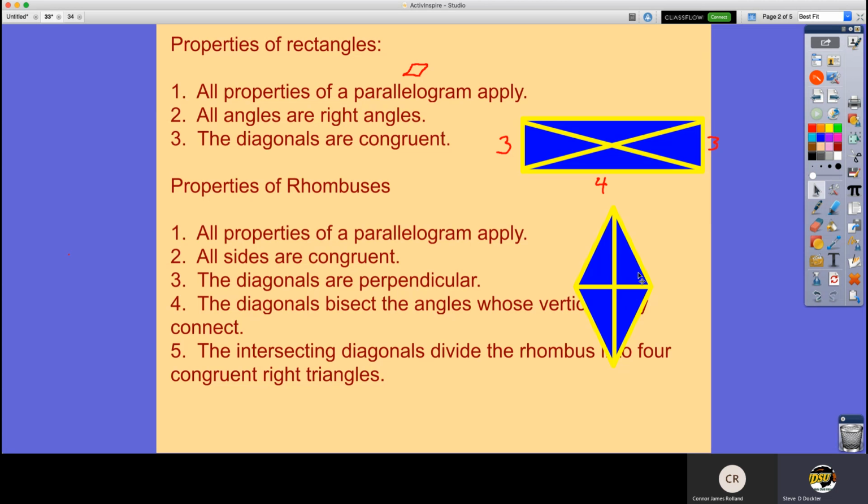So then because of that, these 4 triangles are all going to be the same. And we can prove that by SAS. We could even do a proof to prove that these would be the same by SSS, and any of the rest of them. So those would be the properties of a rhombus.